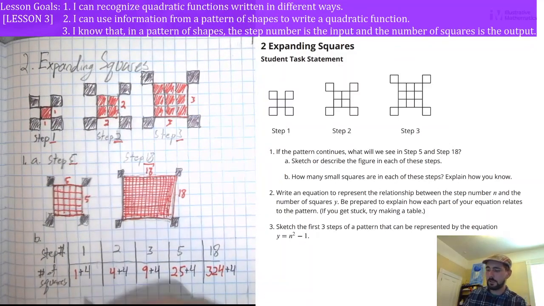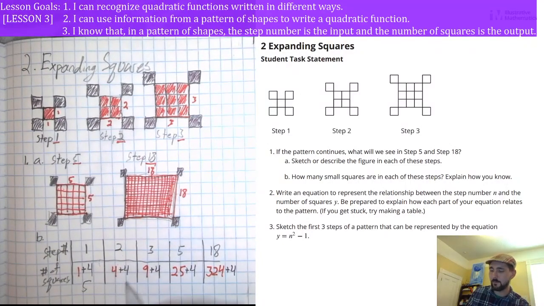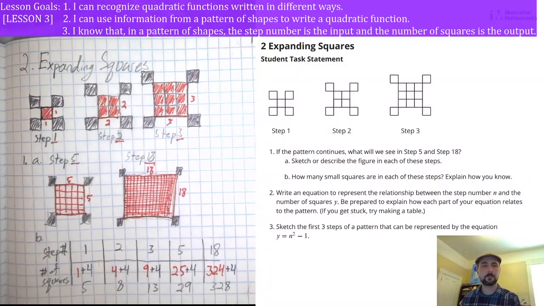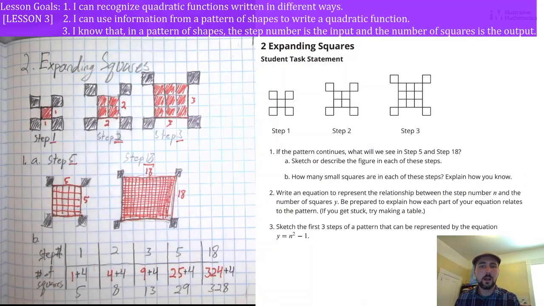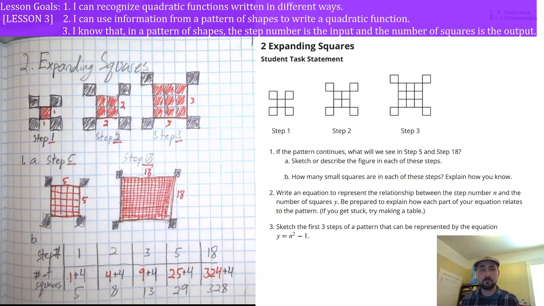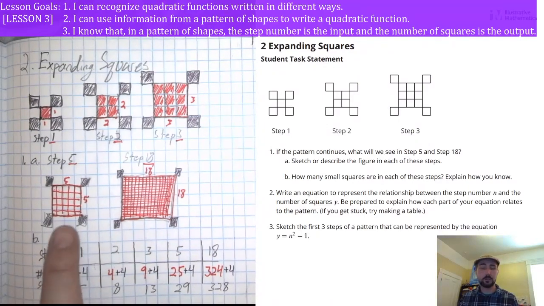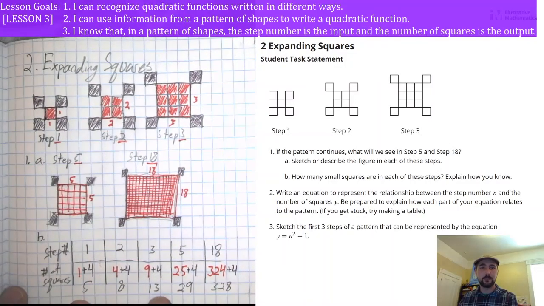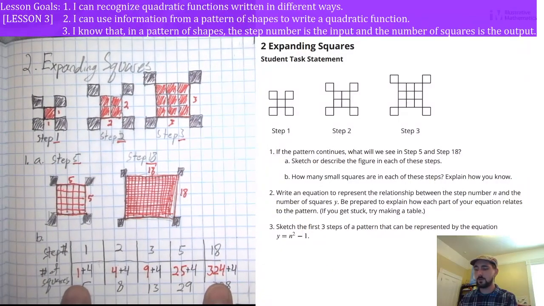So then maybe we can fill in the table. This 1 plus 4 is 5, 4 plus 4 is 8, 9 plus 4 is 13, 25 plus 4 is 29, and 324 plus 4 is 328. So part B asked to tell them how many small squares are in each of these steps and to explain how you knew. And I would say, I've explained. I've color-coded where I'm getting these results from, and I've broken down the 5, 8, 13, 29, and 328 into where I'm counting that from.